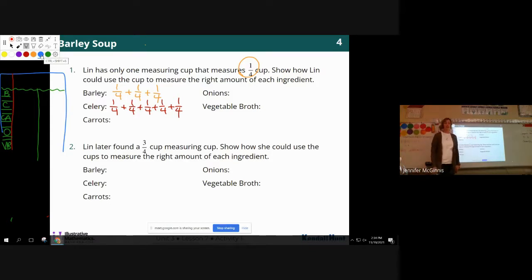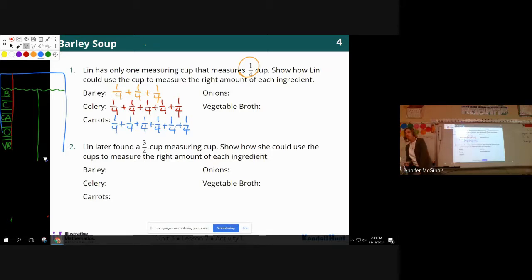How much carrots does she need? Brentley. 6/4. And she's only got the 1/4 cup. So how many times is she going to have to scoop? 6 times. How many times do you want me to write this fraction? 6 times. 1, 2, 3, 4, 5, 6. 6/4 carrots.